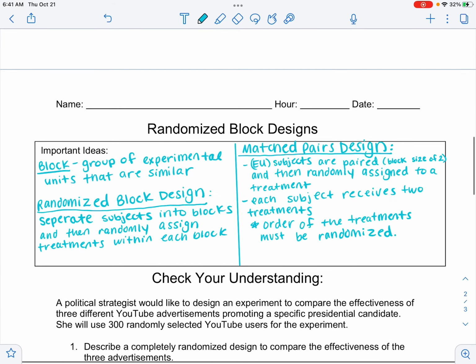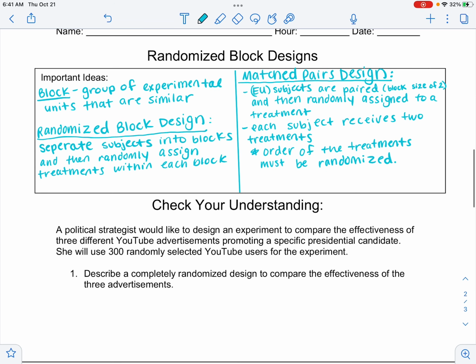All right, so why don't you move on to the check your understandings and see if you can apply what we learned today.